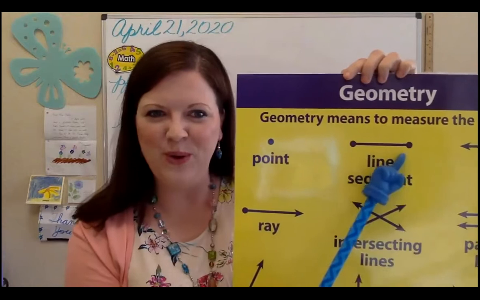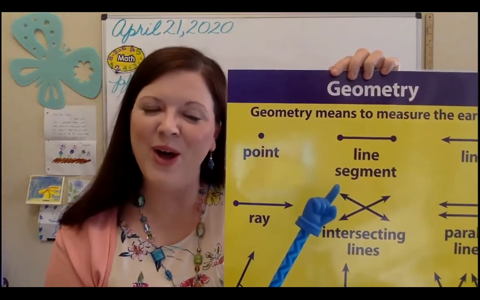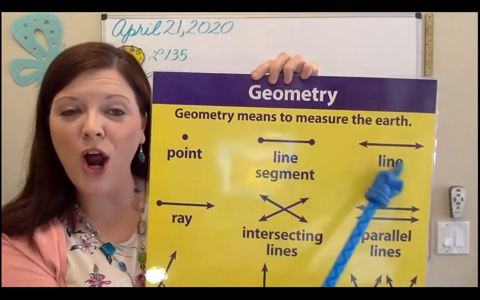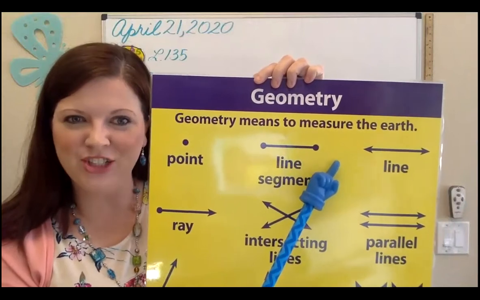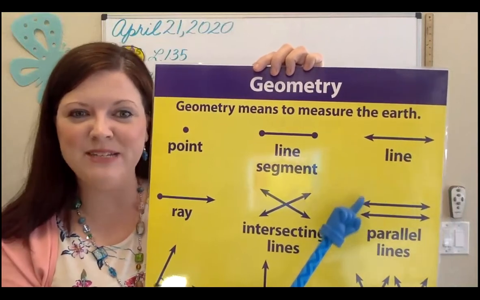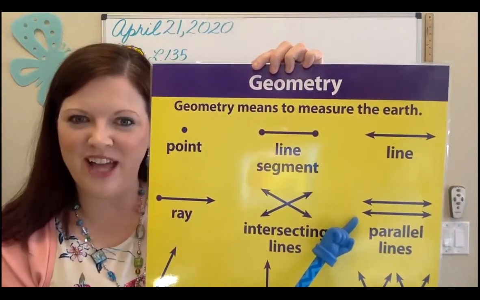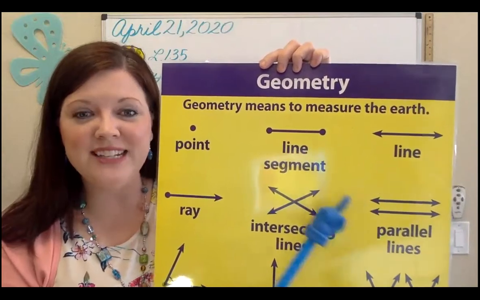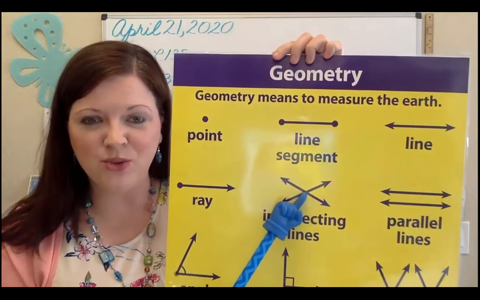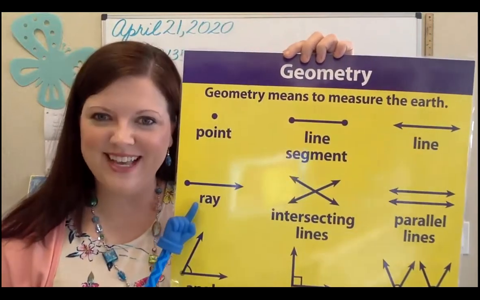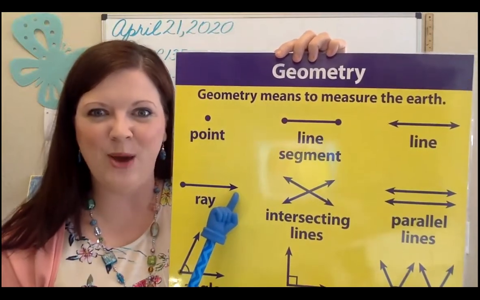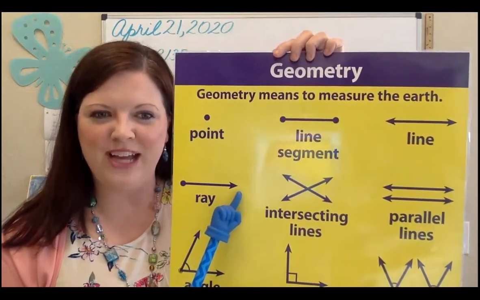If you have 2 points that are connected together, we call that a line segment. We also learned that a line goes on and on in each direction. And if you have 2 lines that never cross and they're the same distance apart, they are called parallel lines. Once you have 2 lines that cross, we say that they are intersecting lines. They have crossed right there. This is a ray. It is a ray because it has a starting point, but no ending point. It goes on and on in one direction.